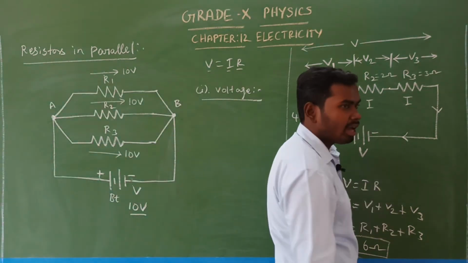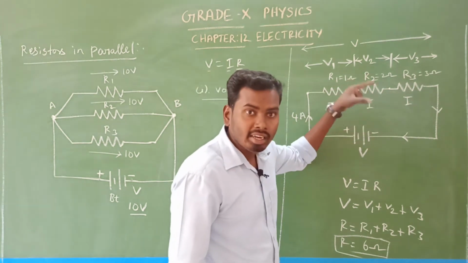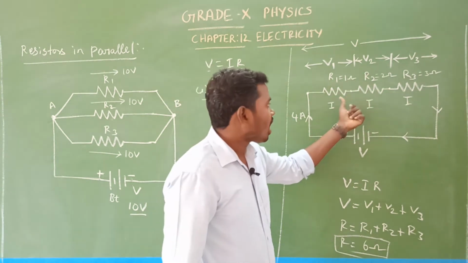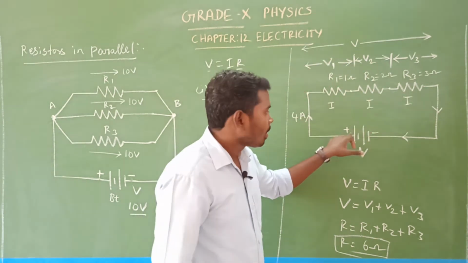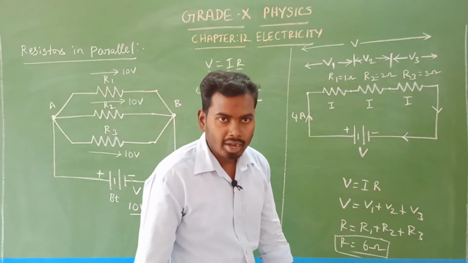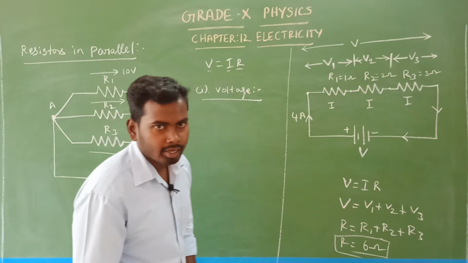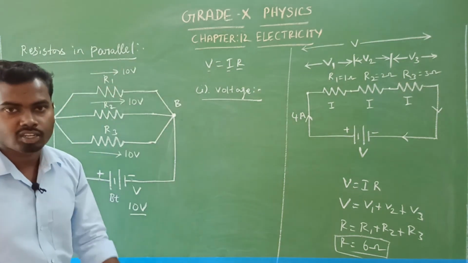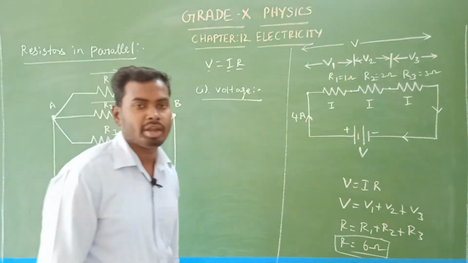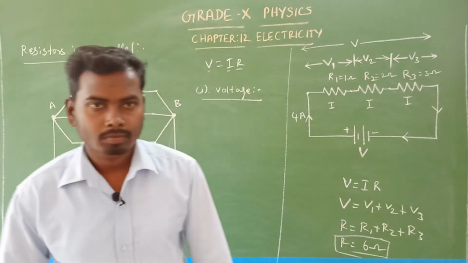But in series combination, come to here. In series combination, all the resistors are indirectly connected. Note this point. All the resistors are indirectly connected along with the two terminals of the battery. Am I right? That is the reason why in series combination the voltage gets distributed, whereas in parallel combination voltage remains same, whatever the resistance value. That's all, students. A very easy one.